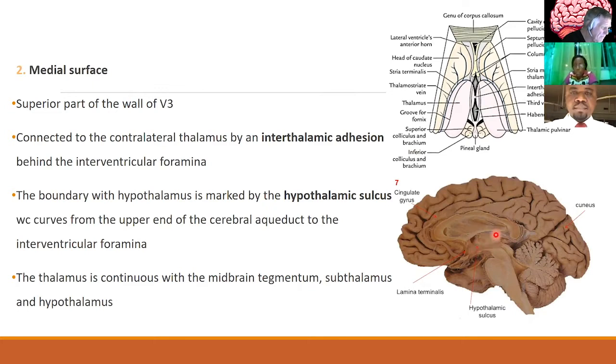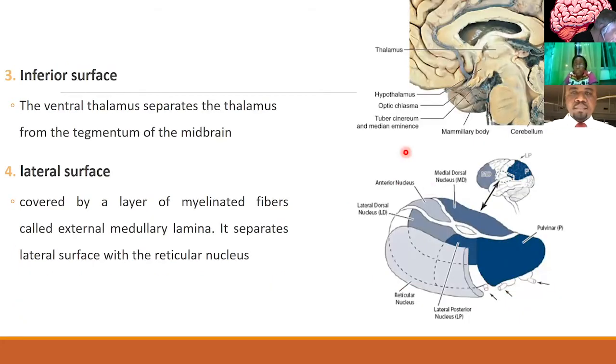The thalamus is continuous anterior-inferiorly to the hypothalamus, inferiorly to the subthalamus, and posteriorly to the midbrain tegmentum. Its inferior surface, formed mostly by the ventral thalamus, separates the thalamus from the tegmentum of the midbrain. Its lateral surface is covered by a thin layer of myelinated fibers called the external medullary lamina, which separates the thalamus from the reticular nucleus. More lateral to the reticular nucleus is the posterior limb of the internal capsule.